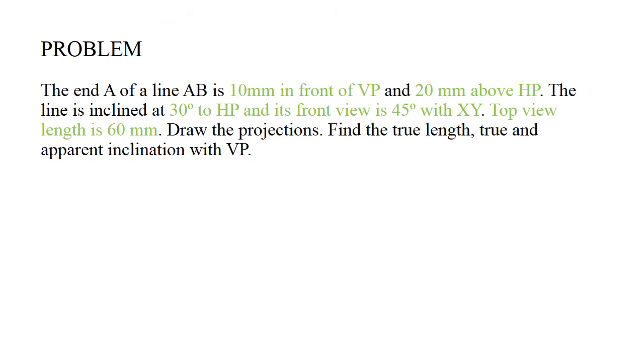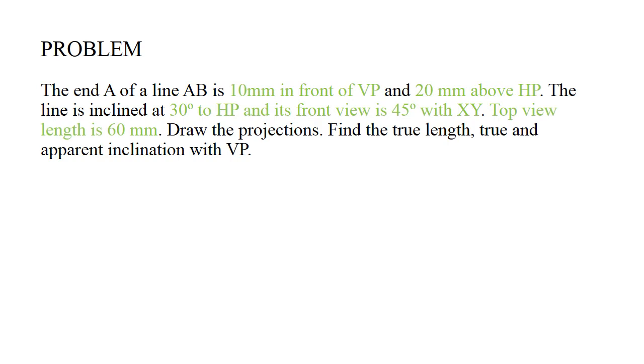So first we'll read out the problem. The end A of a line AB is 10 mm in front of VP and 20 mm above HP. So VP is your vertical plane and HP is the horizontal plane. The line is inclined at 30 degree to HP and its front view is 45 degree with XY. So XY is your reference line, which is the intersection of VP and HP. Top view length is 60 mm. Draw the projections, find the true length, true and apparent inclination with VP.